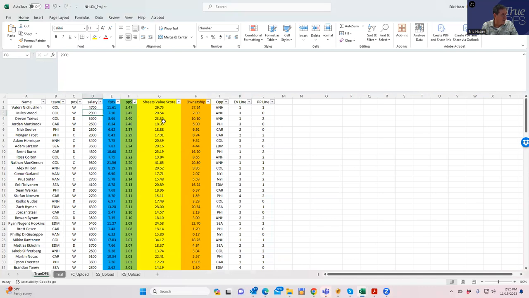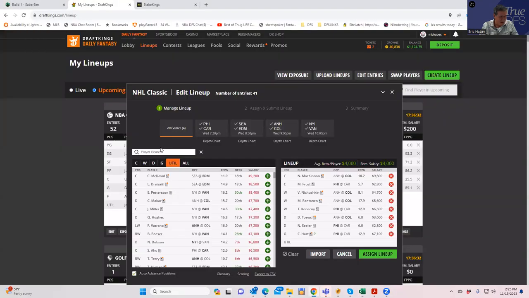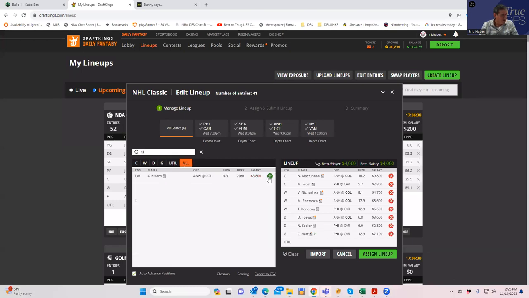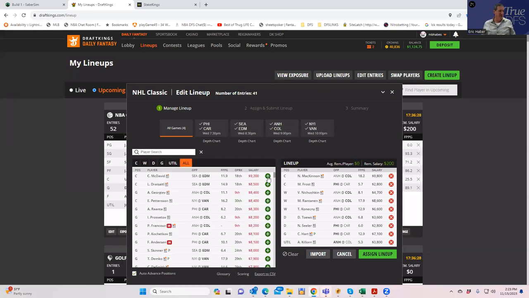Miles Wood, we could play him. There's not exactly a correlation, but it is the same team. No, we're going to need someone from another team, right? So anybody here? This guy's always worth a stab, Kilmore. This guy's not bad. So that's one thing we could do. This is kind of a superstar lineup from 102. Anyway, let's assign that.